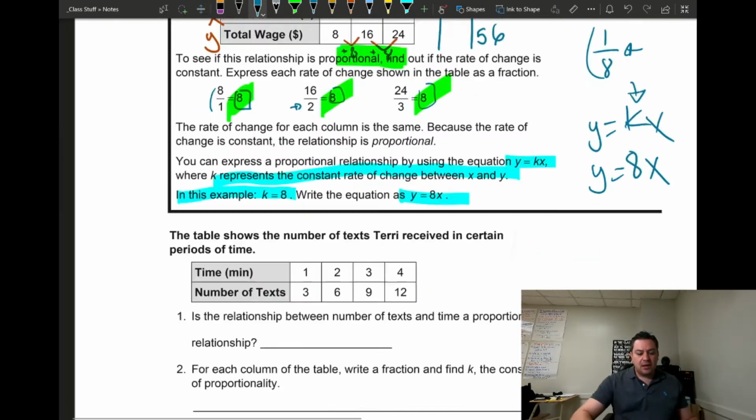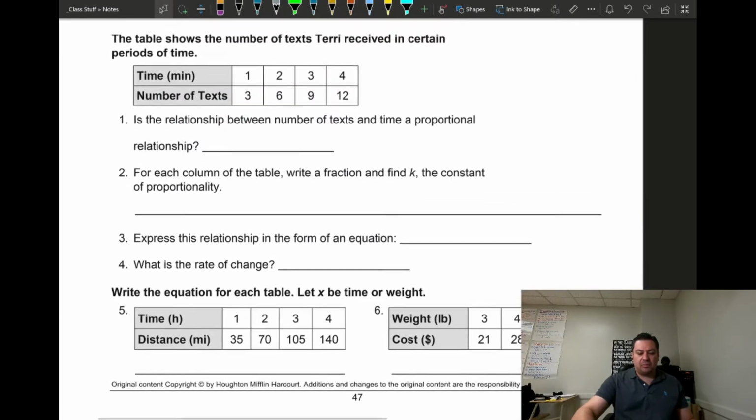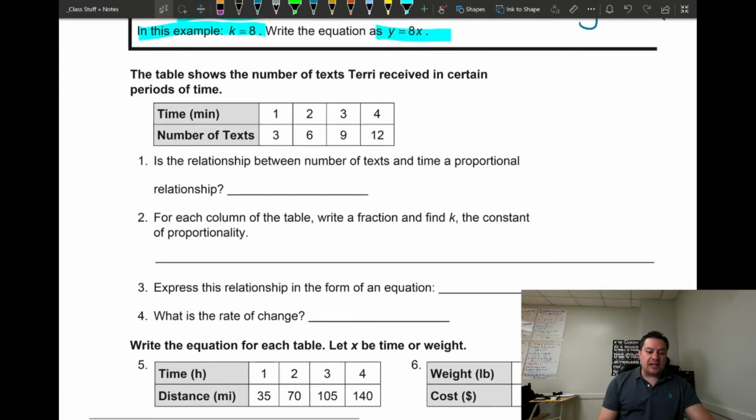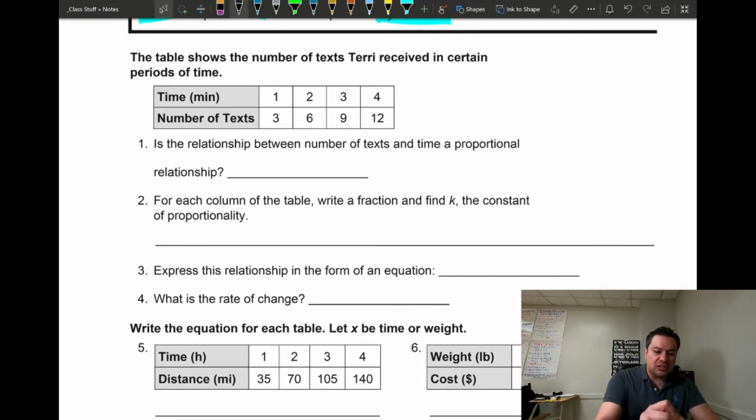Okay? Now we have a couple of examples right here. We have a table, and we're gonna answer numbers 1 and 2. It says the table shows the number of texts Terry received in a certain period of time. One value is the time in minutes, and the other value is the number of texts. Now, remember, the value of time is always going to be on the bottom. So what does that mean?